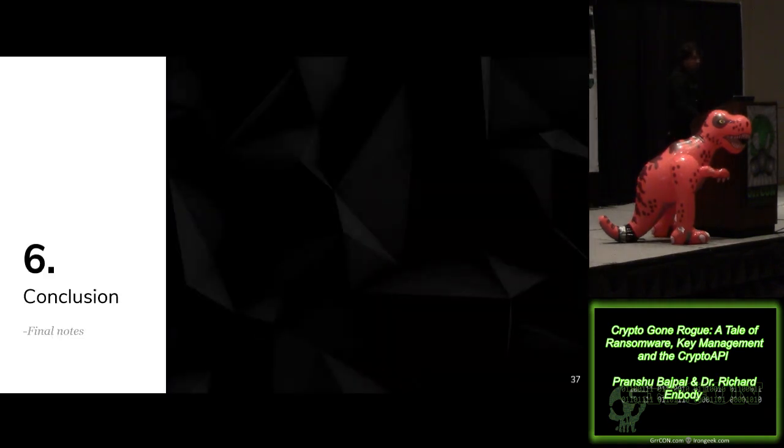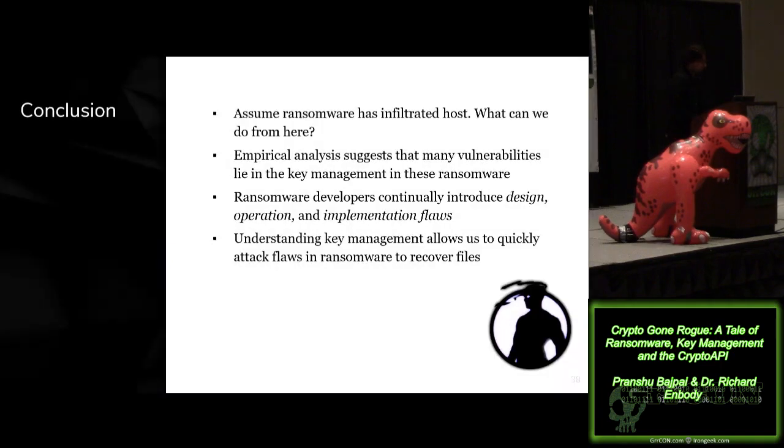And so in conclusion, we've assumed that ransomware has infiltrated the host, and it will continue to find victims. What can we do from this point on? Once the files have been encrypted, is there a way for us to quickly reverse the encryption and get victims their files back without paying the ransom, of course? The only thing we can do is hope that they made a mistake in implementing key management and use that to our advantage.